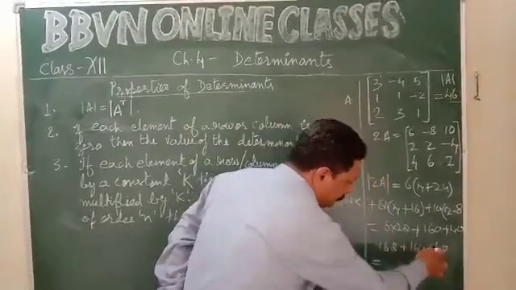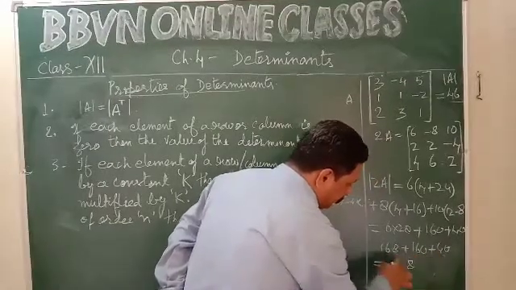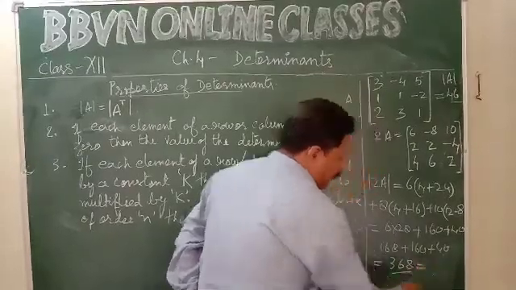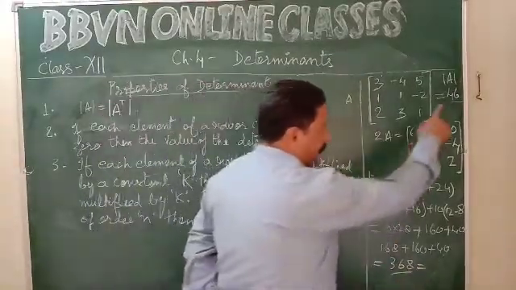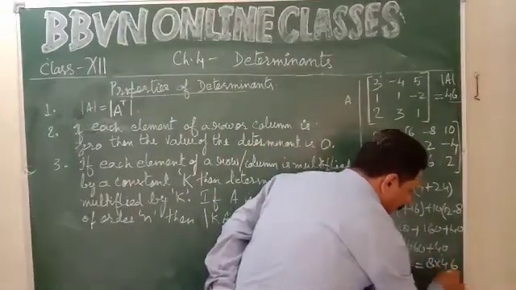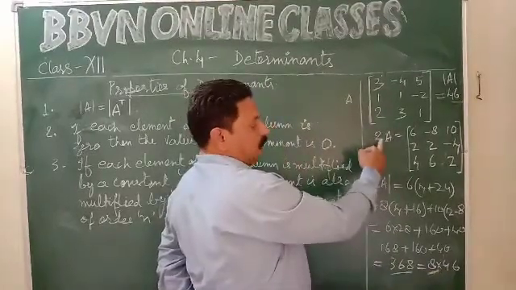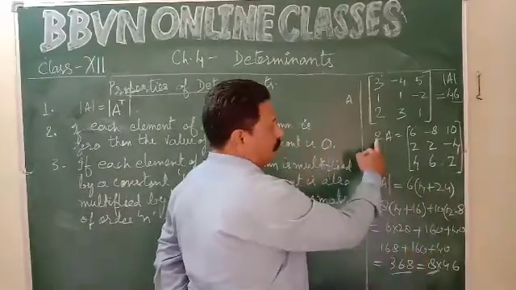What is the result? 368. What is 368? 368 is nothing but 8 times 46. How did we get this 8? We multiplied matrix by what? 2A. So we multiplied it by 2. What is 8? 8 is 2 cube.